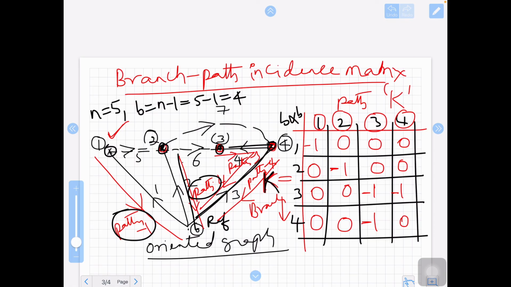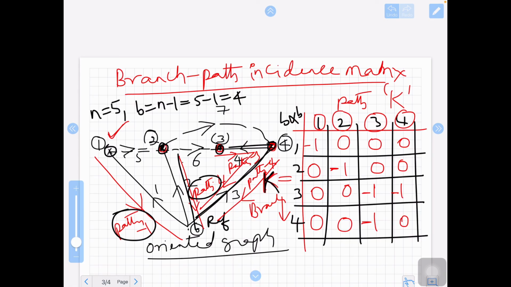Similarly, the fourth bus to the ground is marked. When you are writing the elements in the K matrix, it is 1, -1, 0. It is 1 when the branch and path are oriented in the same direction. If the branch direction and the path direction are opposite, then it is -1. If the branch and path are not incident, it is 0.